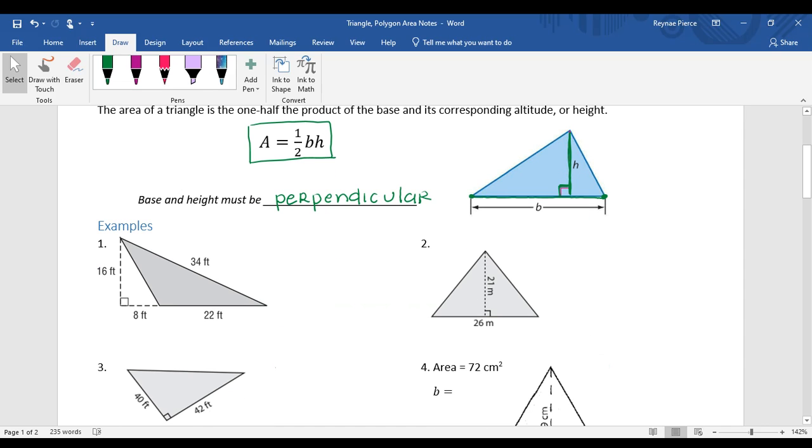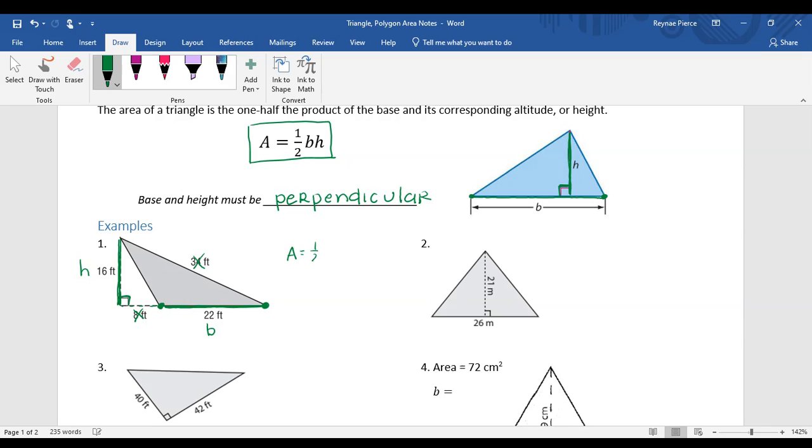So some examples. We're trying to find the area of the shaded triangle here. Even though this 8 looks like it's part of the base, we only want to use the part of the base that is actually a part of that triangle. So 22 is our base. This 8 is an extension of that base. So 16 here, where I see that perpendicular symbol, is the height of the triangle. 8 and 34 right now are just extra pieces of information.